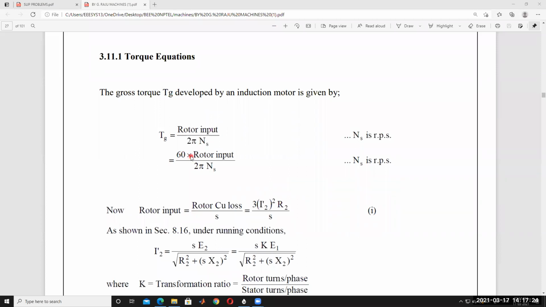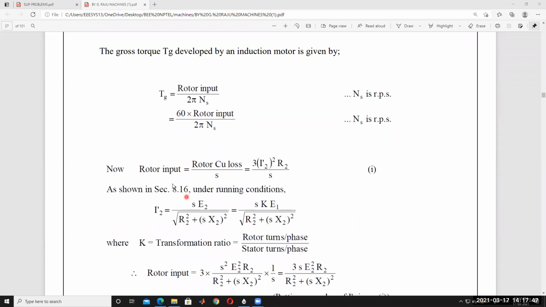Here ns is in RPS, revolutions per second. Dividing by 60 is for revolutions per minute, 2 pi n by 60. So this is for RPS, and this is for RPM. By 60, we'll get 60 into rotor input by 2 pi ns. You know well, rotor input is called stator output. Am I right or not?